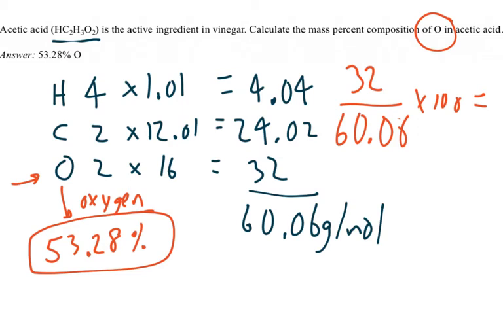Okay, so this is how you find percent composition, also known as mass percent. You're going to first need to find the molar mass so you can get the denominator, which is the total. And then you simply do part over total, multiply by 100, and that's how you'll convert it into a percent.